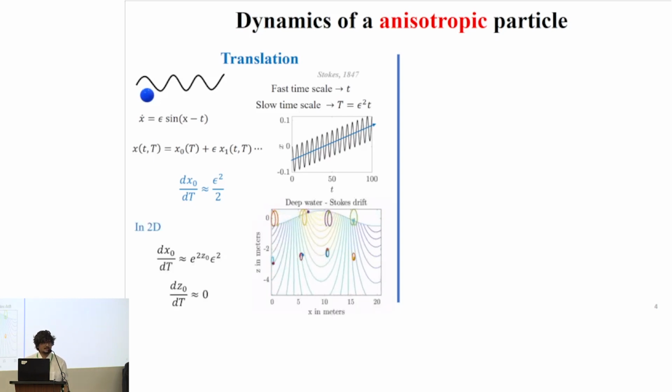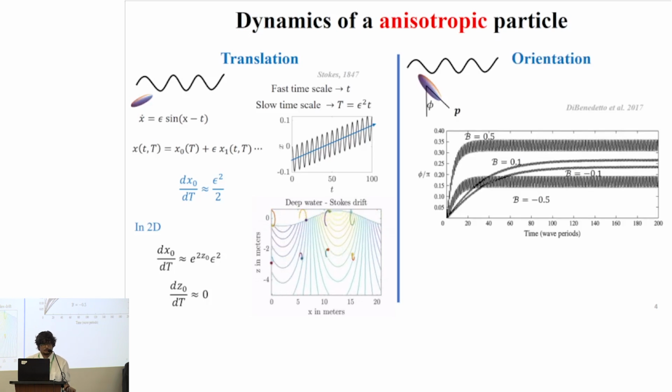In the two-dimensional case, this Stokes drift velocity is a function of depth also, which means that one can see from this animation that the particle at the surface has a higher drift velocity than the particle beneath, because the Stokes drift velocity decays with depth.